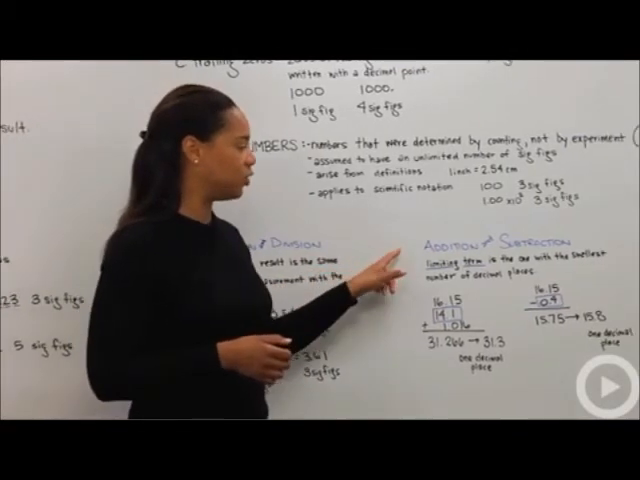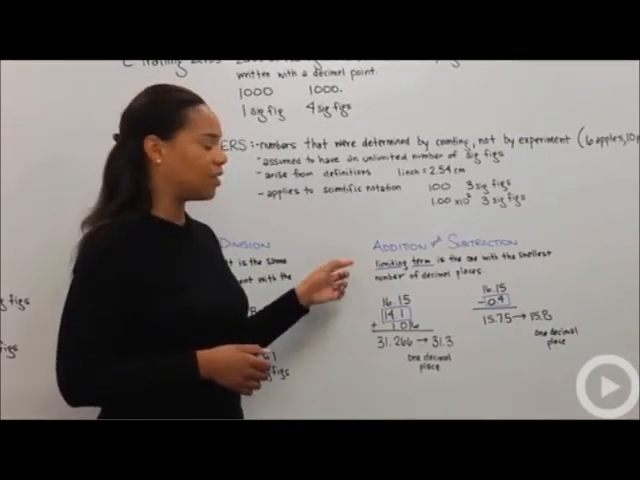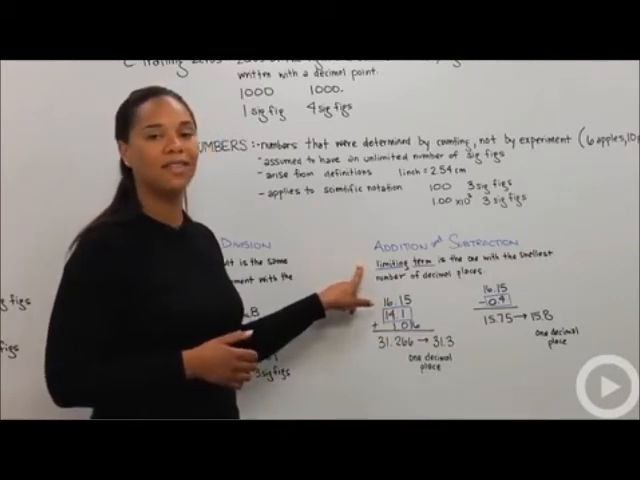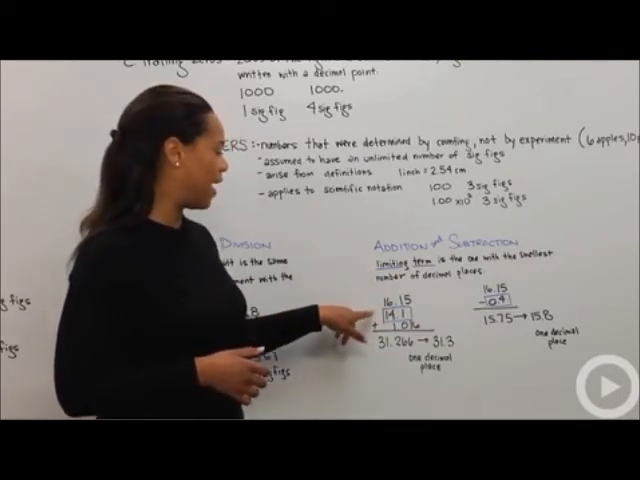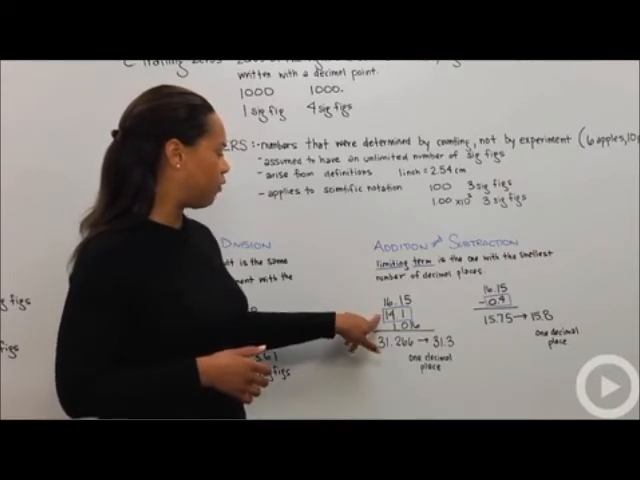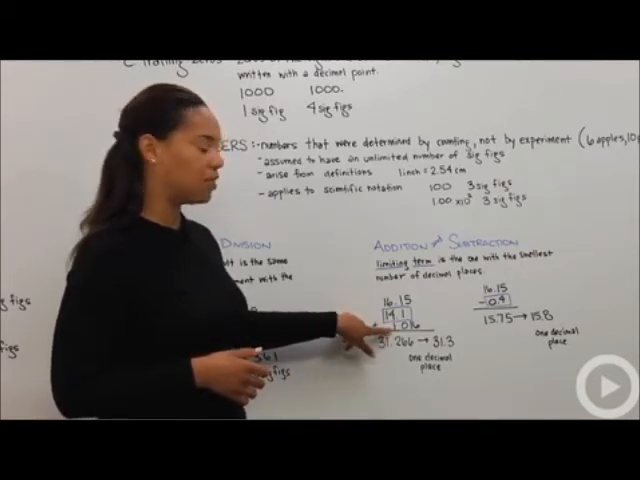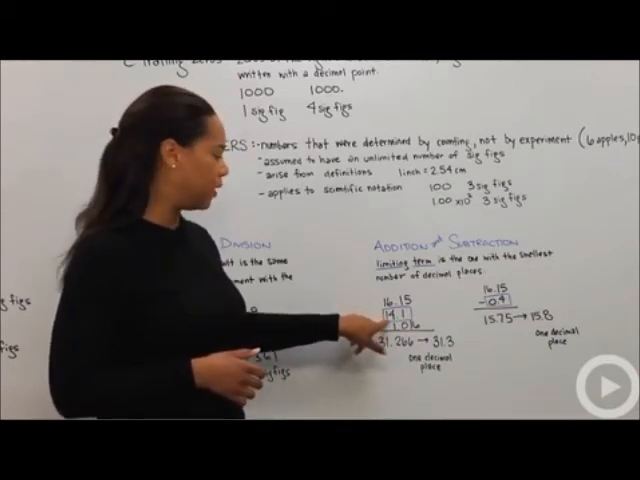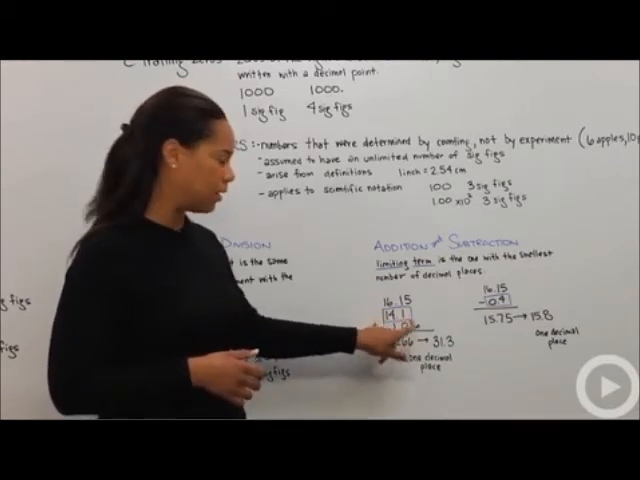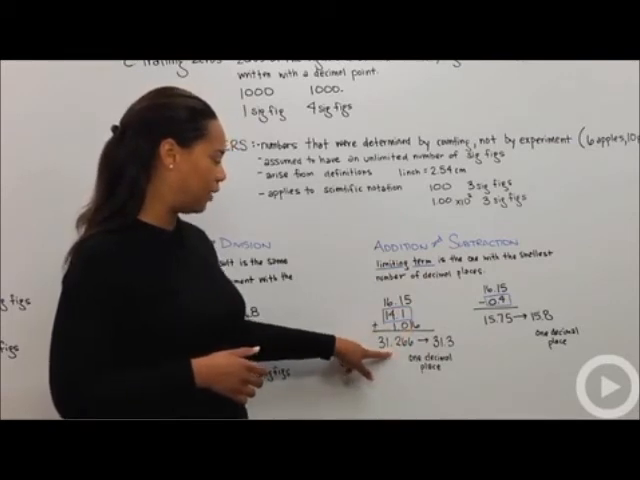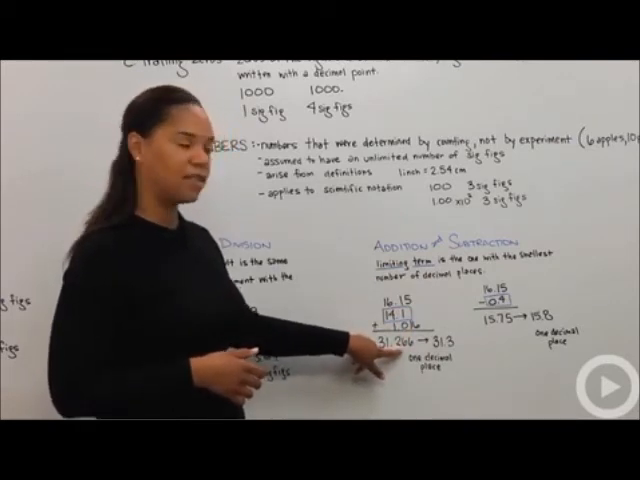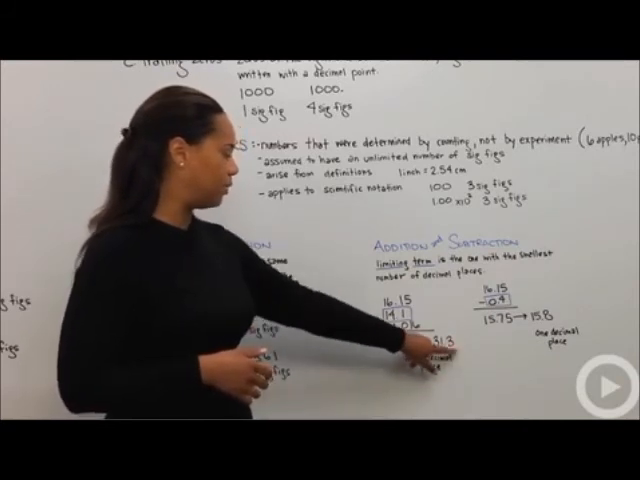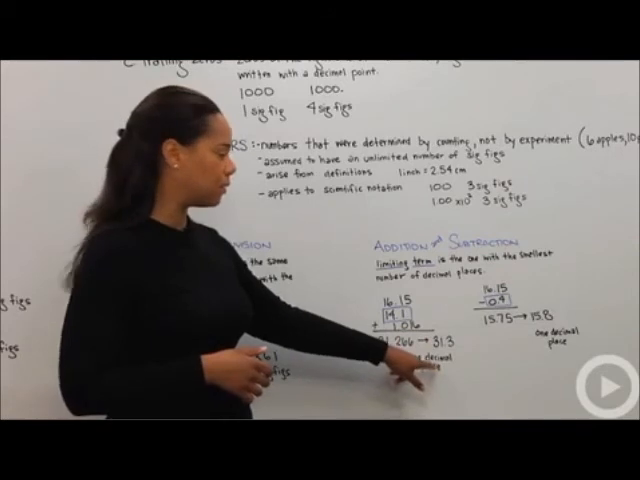Lastly, let's do addition and subtraction. It's a little bit different, as the limiting term here is the one with the smallest number of decimal places. So if I had 16.15, 14.1, and 1.06, and I'm adding them together, I'm going to be limited by 14.1 because it only has one decimal place. My answer on my calculator would be 31.31, and I would round that to 31.3 because I'm limited in my answer by the one decimal place.